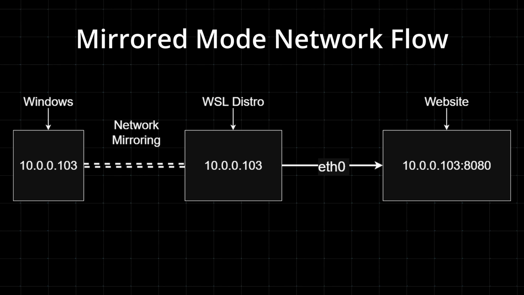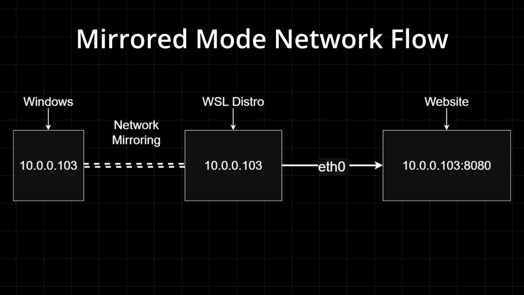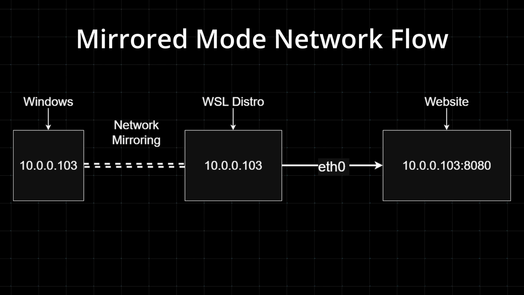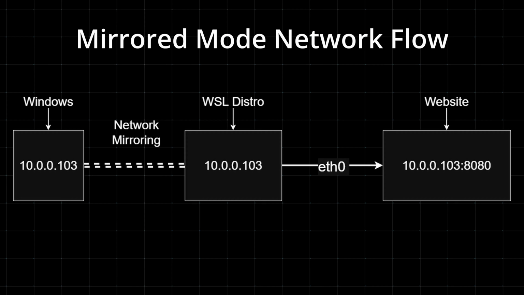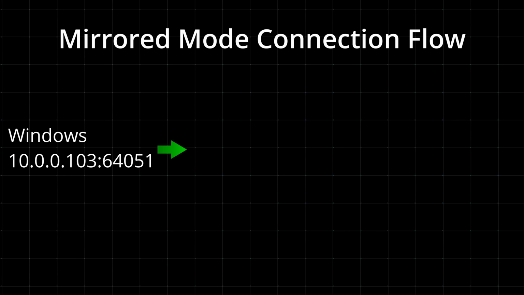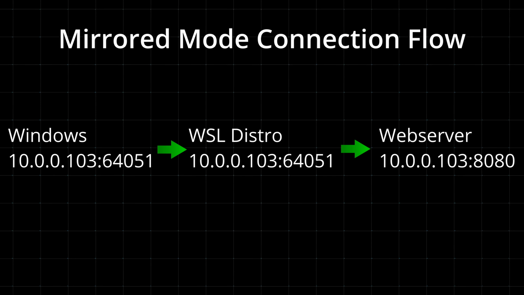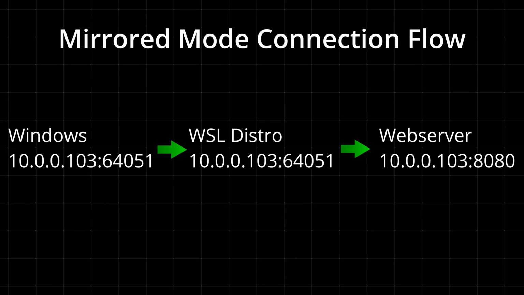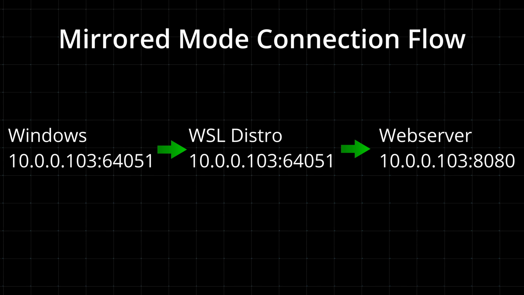Quick visual recap: WSL is no longer behind that separate 172 network. The Windows interface is mirrored into WSL, so services like our web server on port 8080 running in WSL are reachable through the same 10.0.0.103 address as the host. So that's WSL networking in a nutshell. Localhost forwarding is its own special path. The WSL IP uses the NAT path, and mirrored mode makes services inside WSL easy to find and use from any other device on our network.